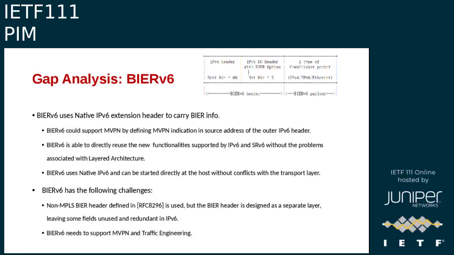And BIERv6 also has the following challenges. The first one is that no non-MPLS BIER header is defined, but the BIER header is designed as a separate layer, so that leaves some fields unused and redundant in IPv6. Second, BIERv6 also needs to be extended to support MVPN and traffic engineering. Okay, next page.